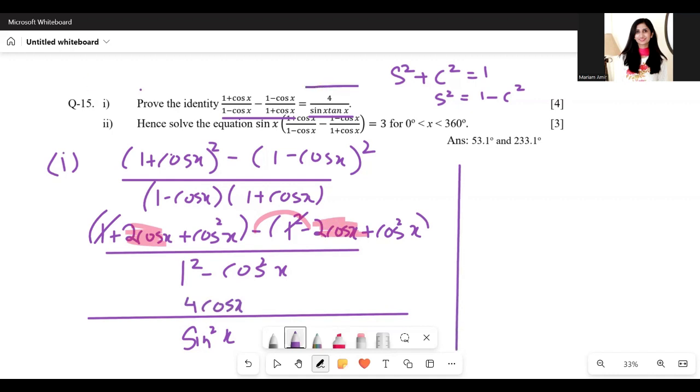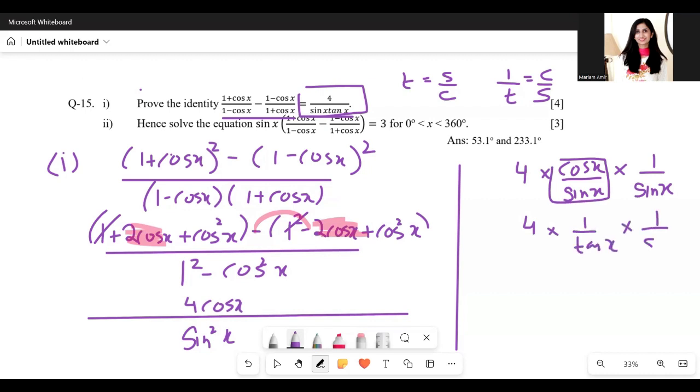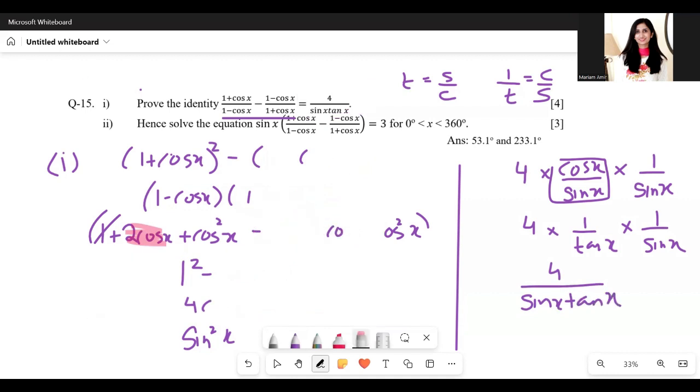Okay. Now we have to show it in this form. So remember that tan is sine over cos and 1 over tan is cos over sine. So let's see what we are getting. We're getting 4 times cos x, and I'm writing a sine x here, and times 1 over sine x. So we have 4 and this becomes 1 over tan, and this would be 1 over sine x. So we get the required right-hand side, 4 upon sine x tan x. Okay. The identity has been proved.